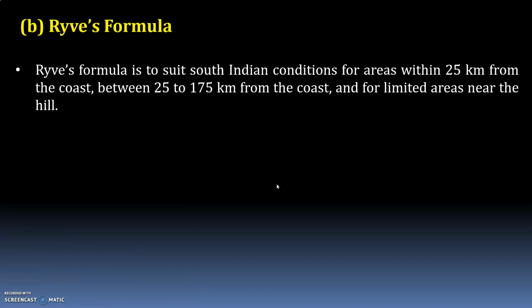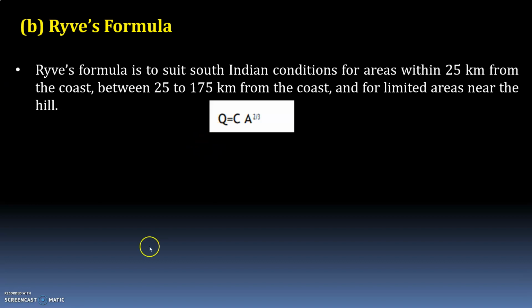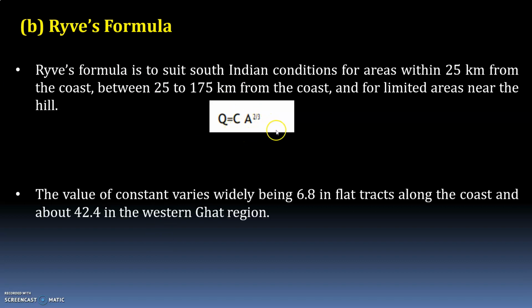Next one is Wright's formula. Wright's formula is to suit South Indian conditions for areas within 25 km from the coast, between 25 to 175 km from the coast, and for limited areas near the hills. It is given by Q = C A^(2/3).